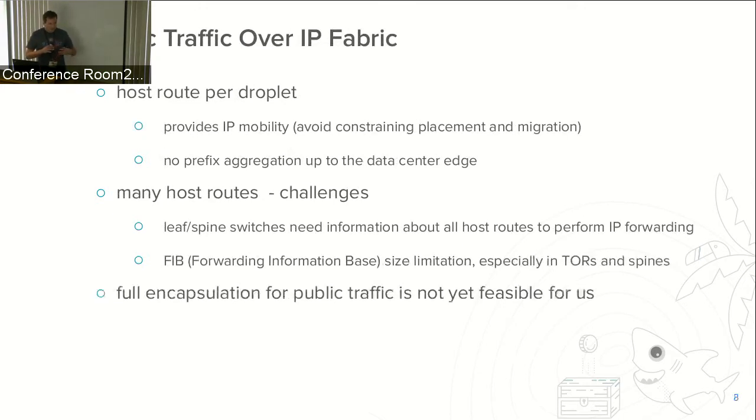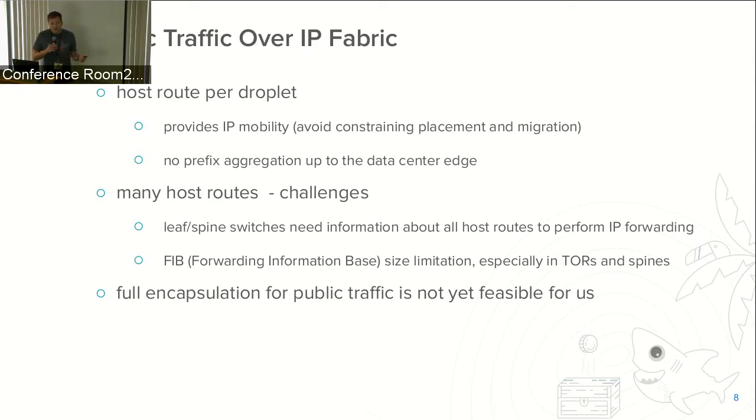So now that we have our layer 3 fabric in the data center, how do we get our public traffic onto it? We don't want to lose IP mobility. In fact, we want better IP mobility. So we have a host route per droplet. Remember, every droplet has a public IP address, and sometimes too, if you get a floating IP and stick it on a droplet.